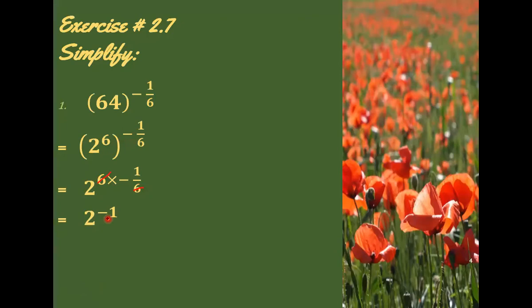Now here you have the power minus 1, so what you will do, you will take it down towards the numerator, means you will write it down. Your answer will be 1 upon 2. This is your answer. Okay, 1 upon 2 will be your answer.